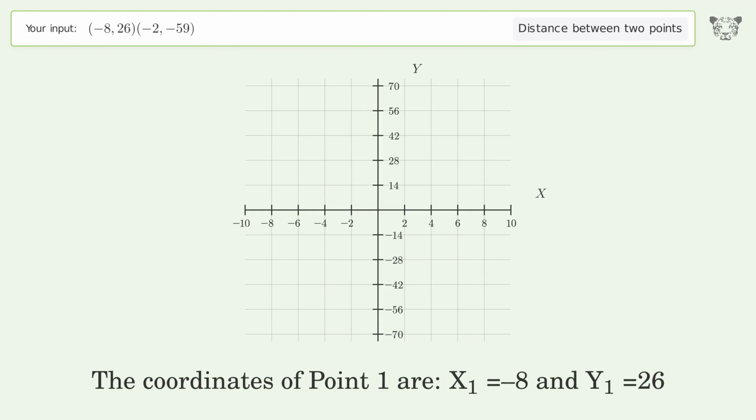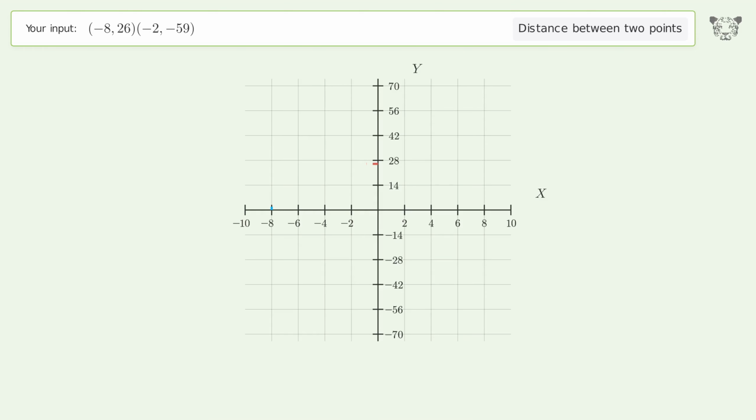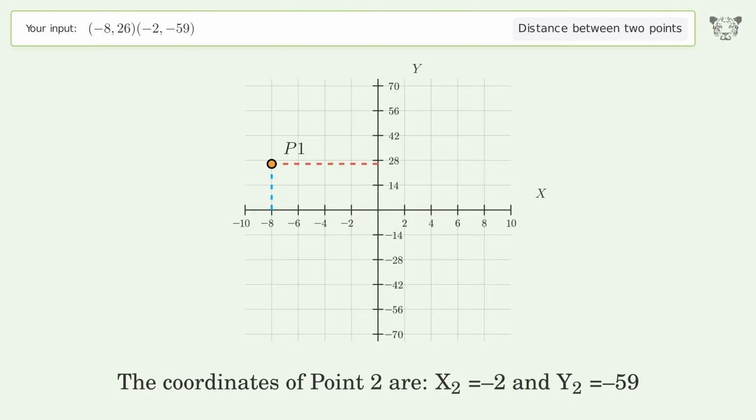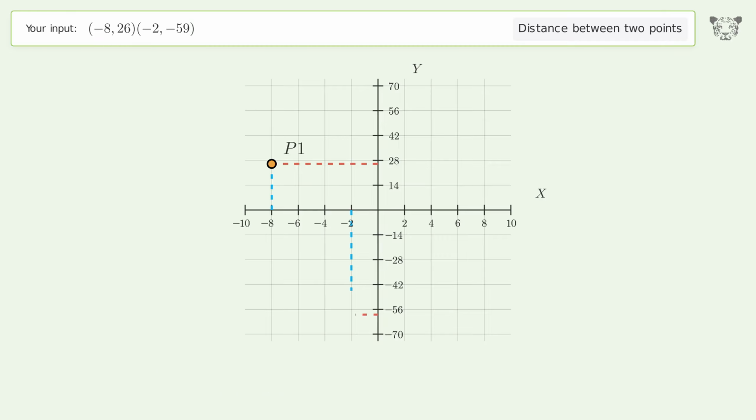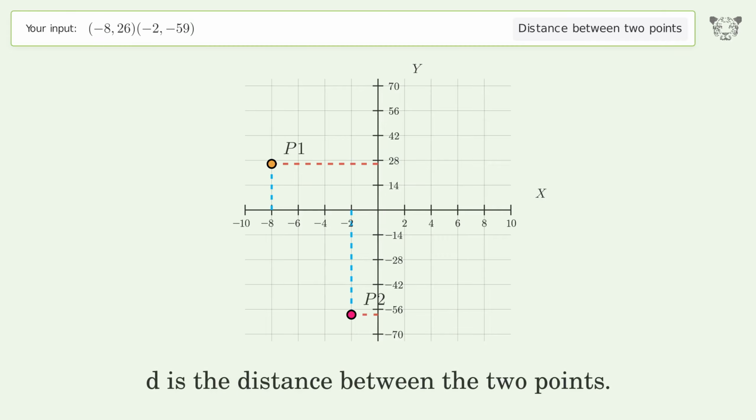The coordinates of point 1 are x1 equals -8 and y1 equals 26. The coordinates of point 2 are x2 equals -2 and y2 equals -59. D is the distance between the 2 points.